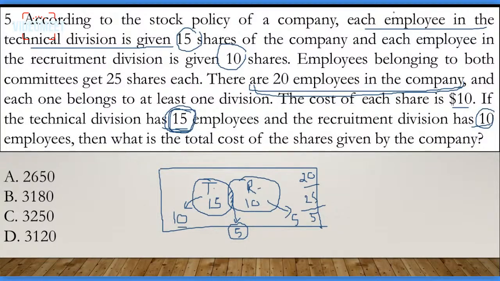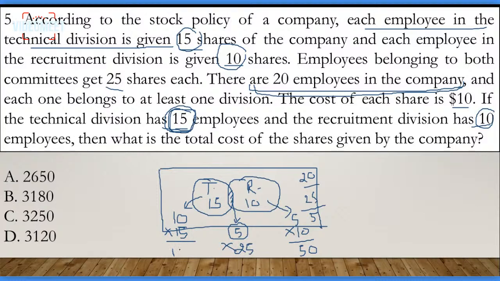According to the question, each employee in the technical division gets 15 shares. That means these 10 employees each get 15 shares. In the recruitment division each gets 10, so these 5 employees each get 10 shares, which is 50 shares. Employees belonging to both divisions get 25 shares, and these 5 employees belong to both, so everyone gets 25 shares.